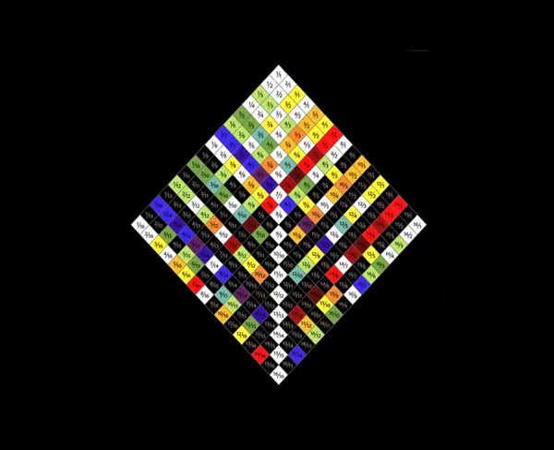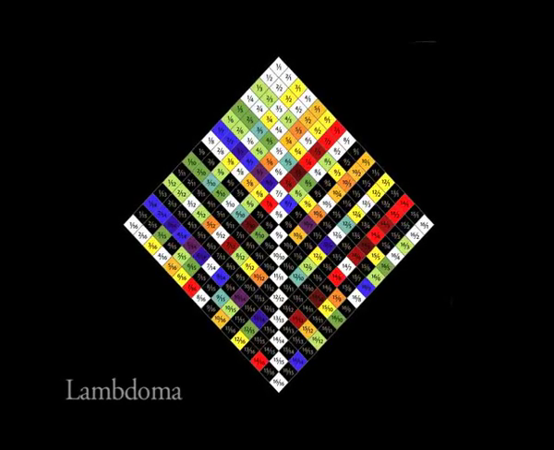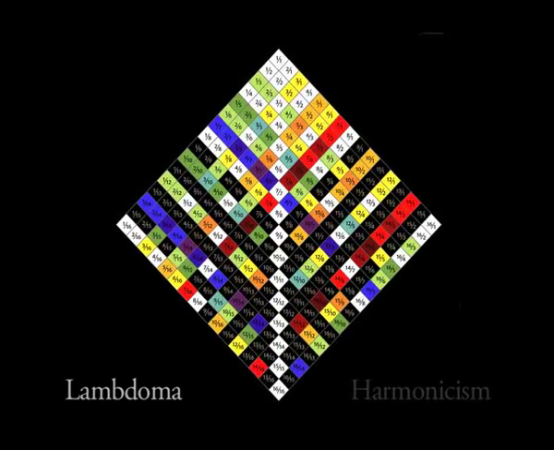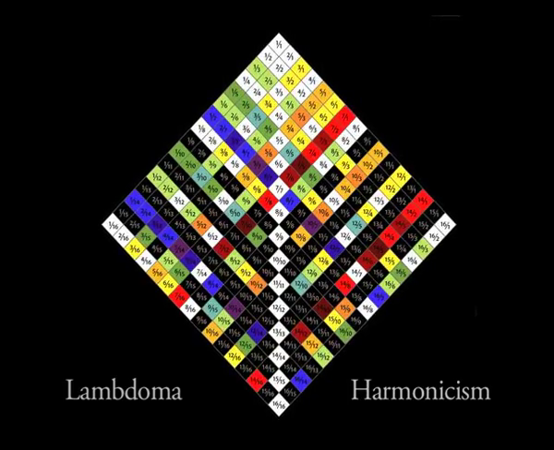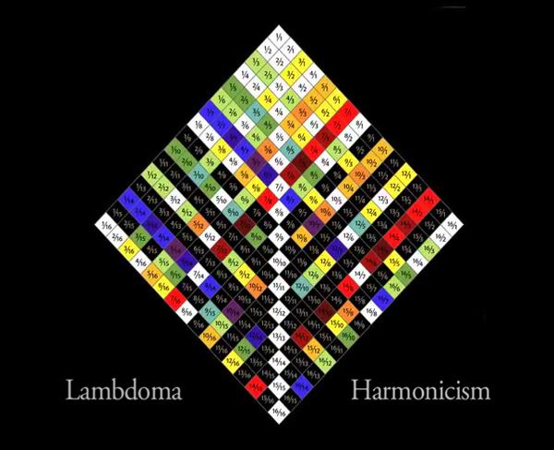The resultant matrix of proportional tones is called a lambdoma and is the cornerstone of a musical architecture called harmonicism. And if we are to find a common language that links music and cymatic phenomena, this seems an appropriate system to adopt.